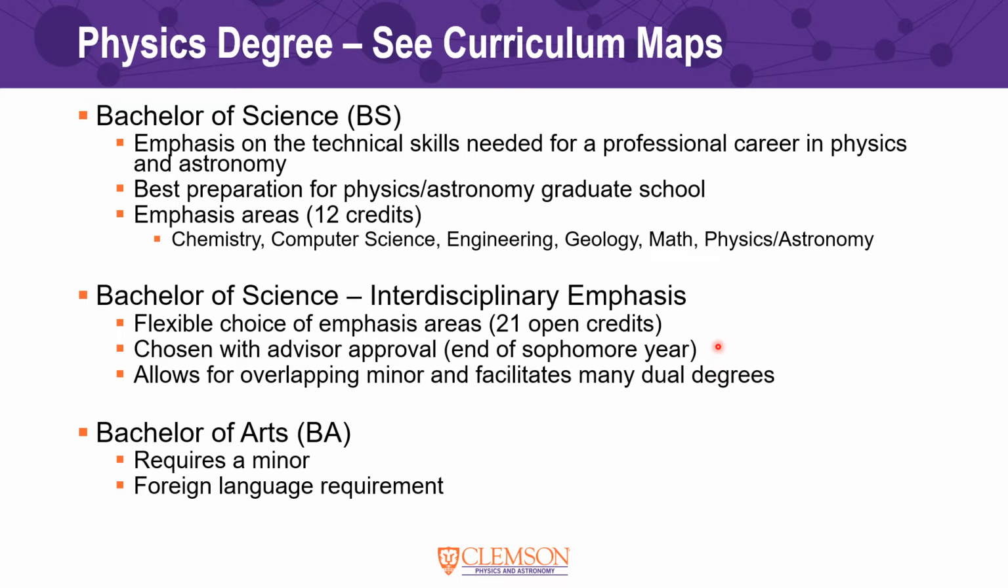What this allows for is it allows you to do things such as overlapping minor degrees or even facilitate dual degrees outside of physics, such as in mathematics or in one of the engineering disciplines or elsewhere. Currently, about 60% of our majors end up doing the Bachelor of Science, and the others do the interdisciplinary emphasis Bachelor of Science.